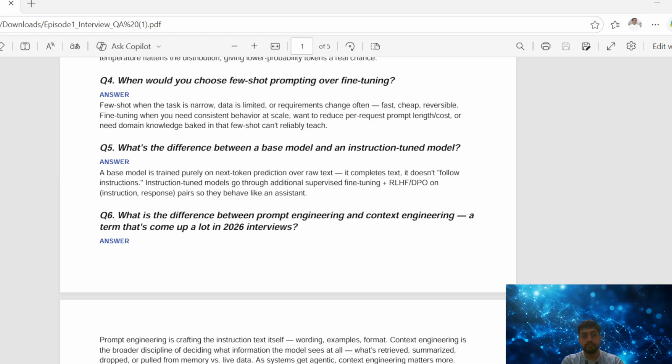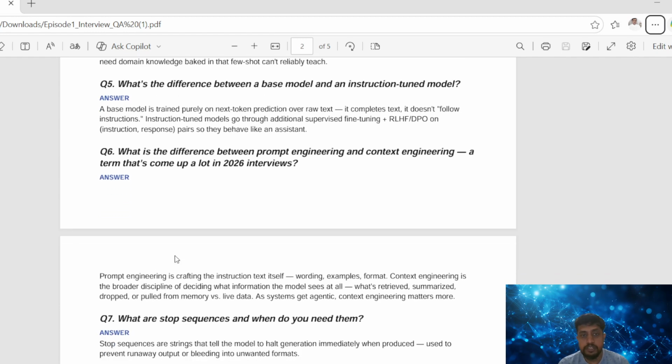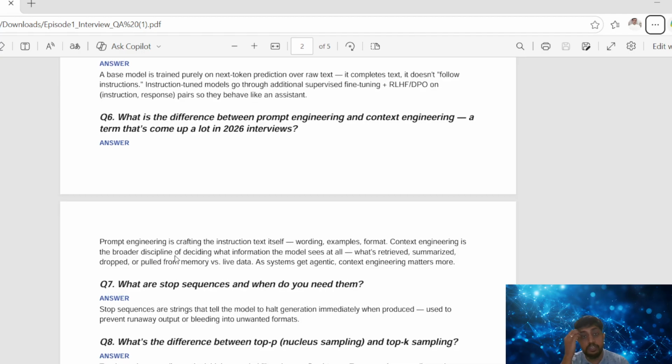Next, what is the difference between prompt engineering and context engineering? Context engineering is a term that comes up a lot in 2026 interviews. There is a difference between context engineering and prompt engineering, guys. Prompt engineering means crafting the instruction text itself, for example the wording, examples, and format. Context engineering is a broader discipline of deciding what information the model sees: what's retrieved, summarized, dropped, for example.